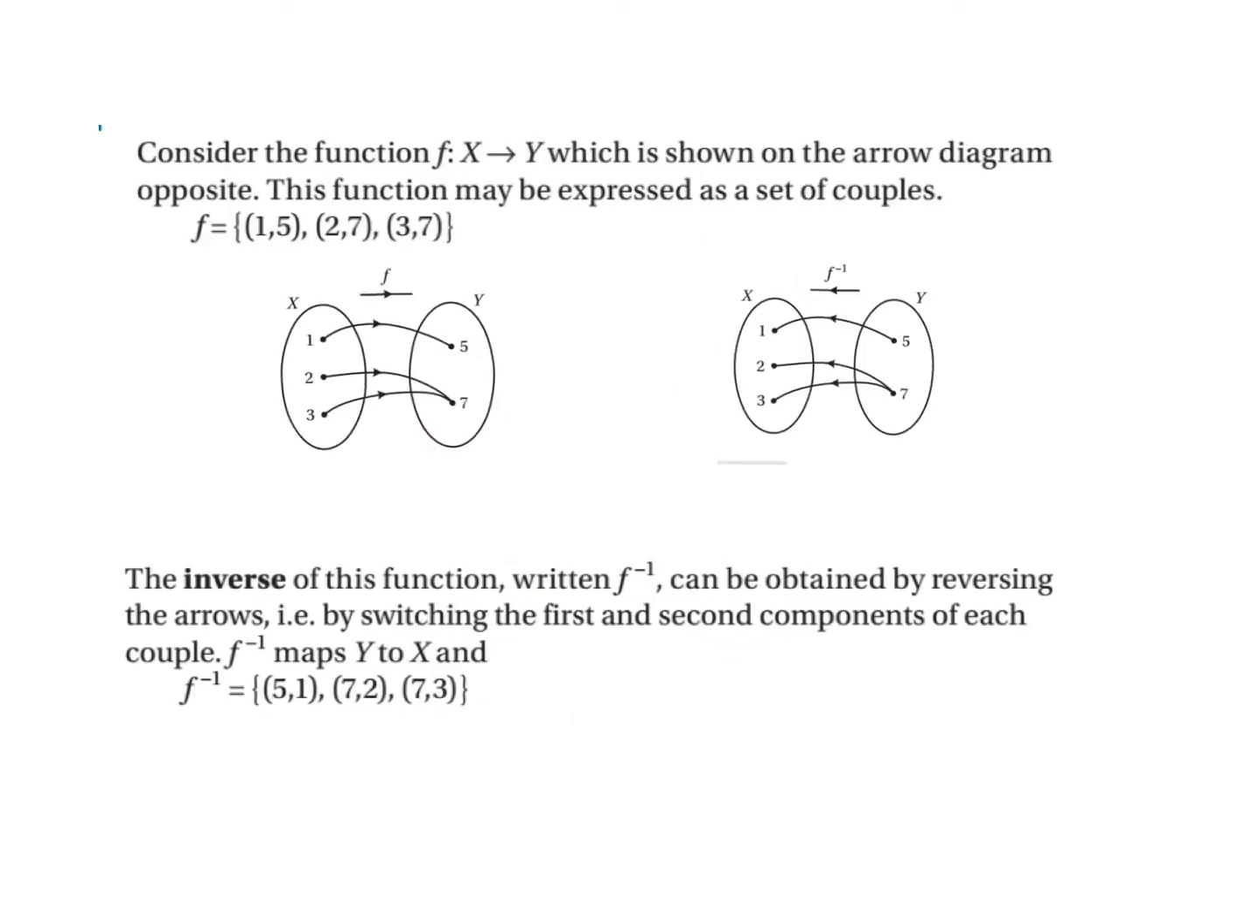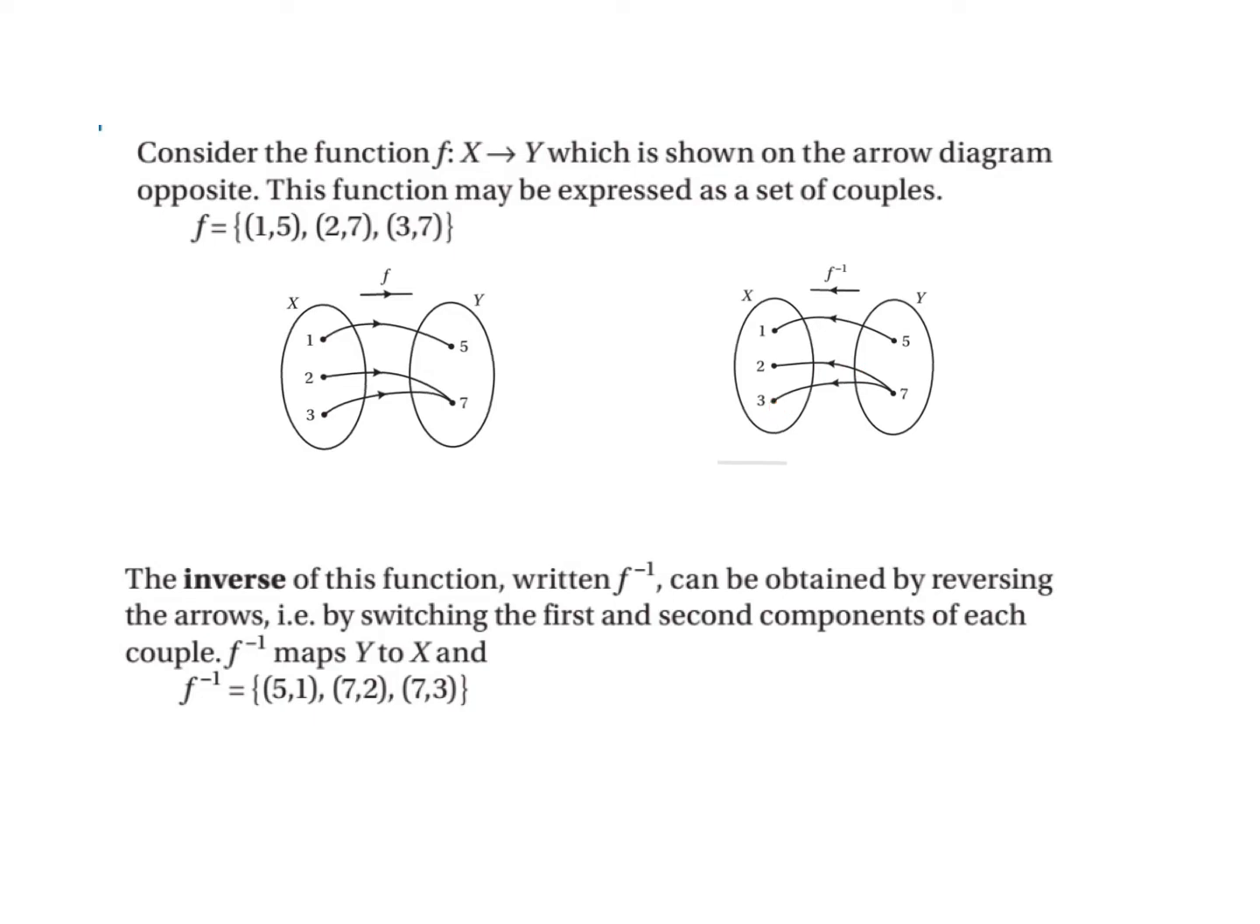So let's have a look at this function here. We have x maps onto y, which is shown in this arrow diagram here. 1 maps onto 5, 2 maps onto 7, 3 maps onto 7. And you can see here that we're going to go the opposite direction. See that 5 maps onto 1, 7 maps onto 2, and 7 maps onto 3. This is the inverse function. Notice that the arrows essentially have just been turned round.